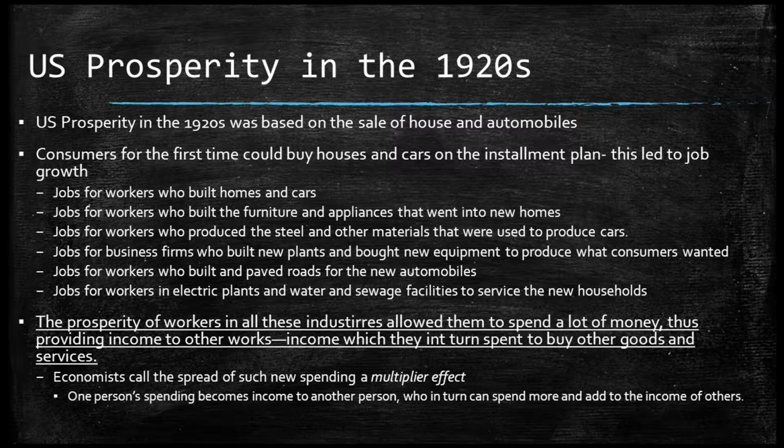Okay, so prosperity continues into the 1920s. And again, it was based mainly on the sale of houses and automobiles. Consumers, for the first time, could buy houses and cars on the installment plan, which we discussed in the last indicator. This led to a lot of job growth.